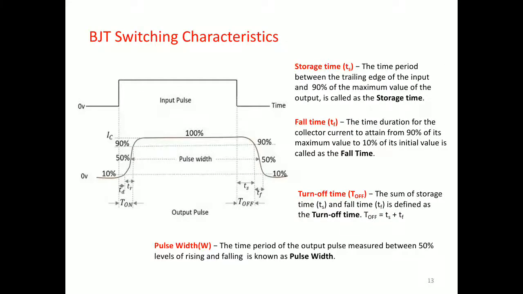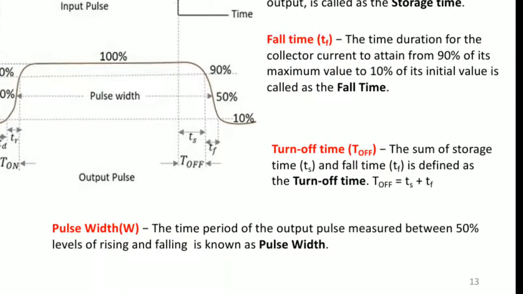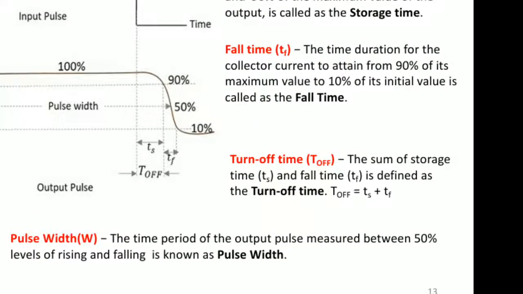In the switching characteristics, another important part is storage time. What is storage time? The time period between the trailing edge of the input and the 90% point of the maximum value of the output is called the storage time. What about fall time? It is the opposite of the rise time. The time duration for the collector current to go from 90% of its value to 10% is called the fall time. T off is the total time duration of the fall time and the storage time, that is TS plus TF.